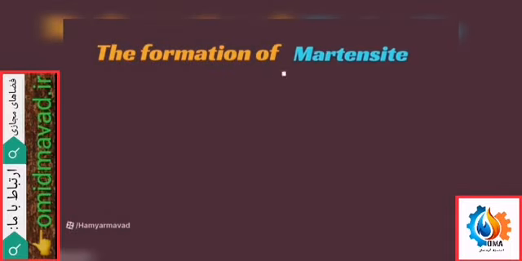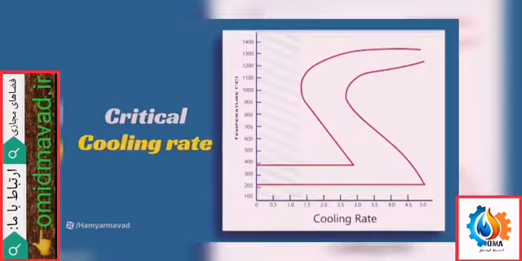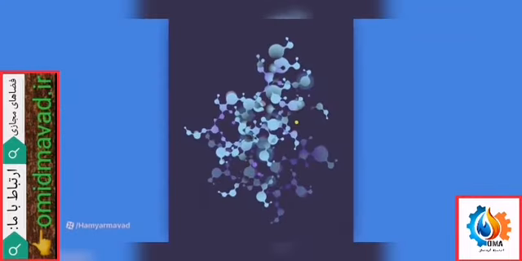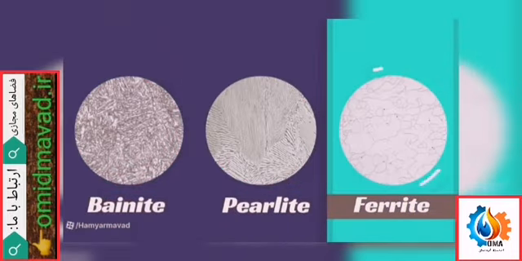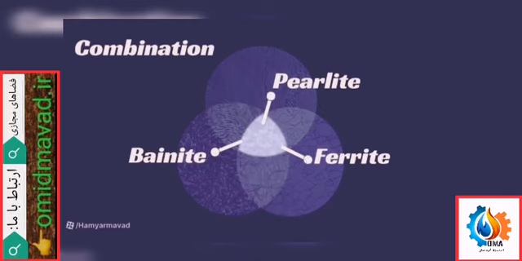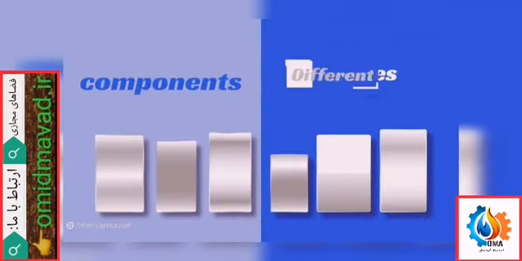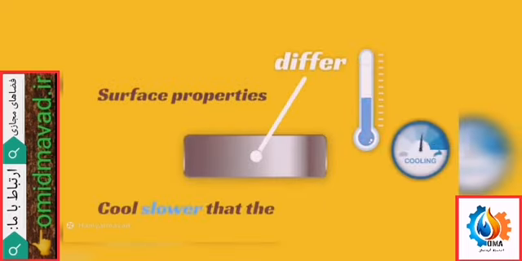The formation of martensite is only achieved if the material exceeds a critical cooling rate. If not, the microstructure formed will be either bainite, pearlite or ferrite, or a combination of these. This is the reason why components of different sizes processed the same way may have vastly different properties, and also why the surface properties may differ from the center, which would cool slower than the surface.